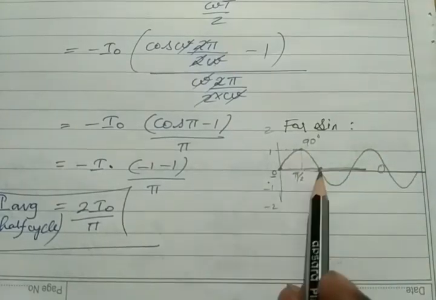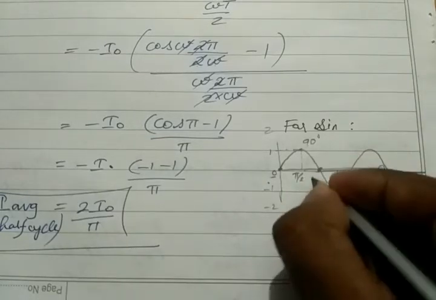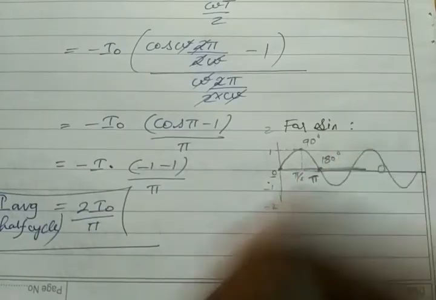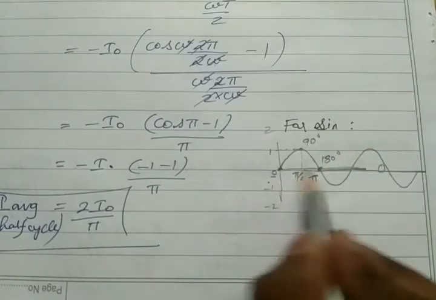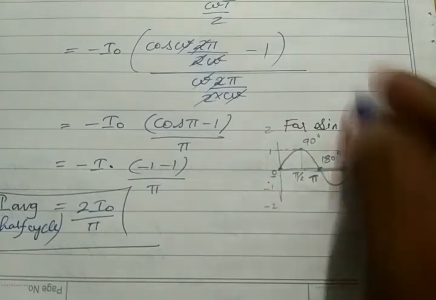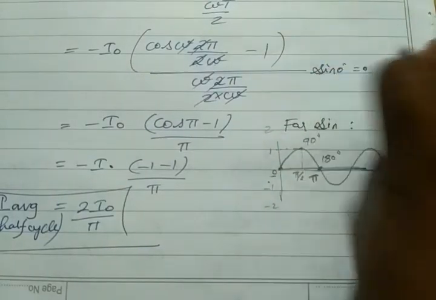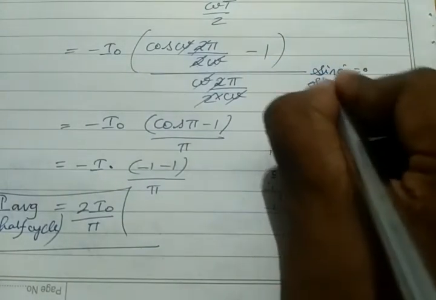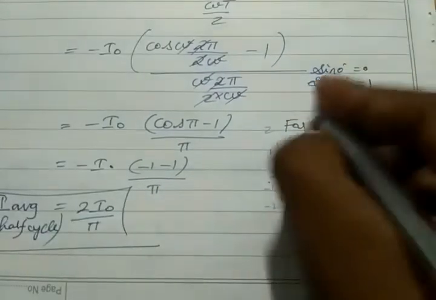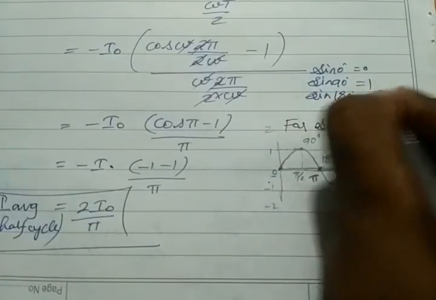After sin 90, here we have 180, right? After pi by 2, here we have pi. Pi means 180 degree. For 180 degree, again it lies at 0 value, correct? So for sin 0, it will be 0. Then sin 90 will be maximum, 1. After sin 90, the value will reduce. So for sin 180 degree, again it will be 0.